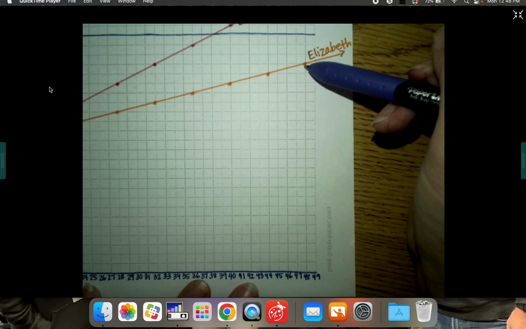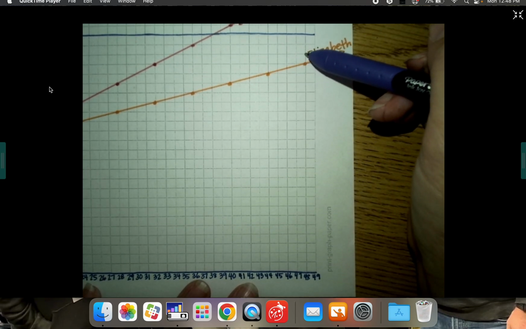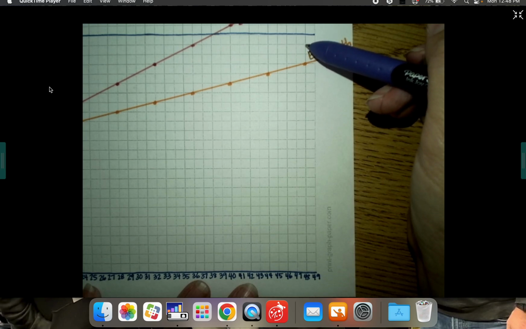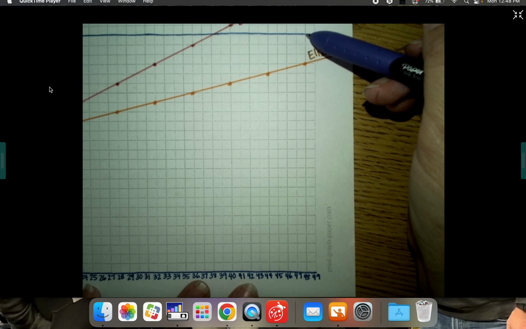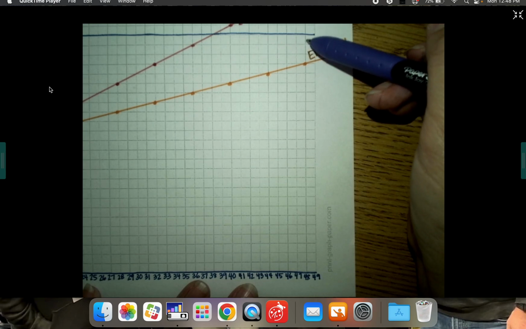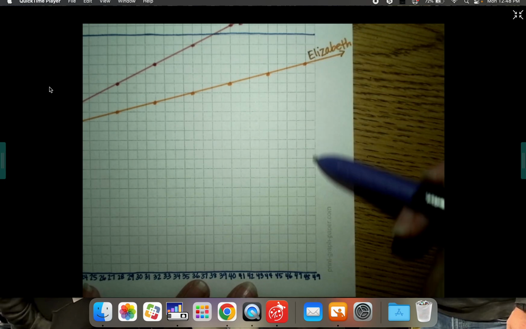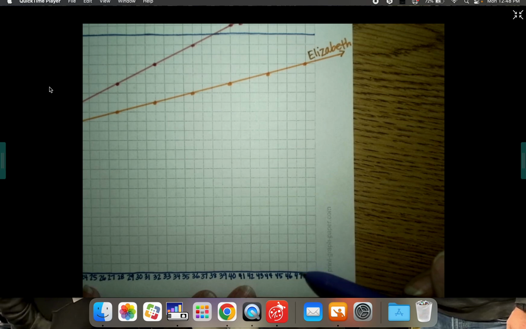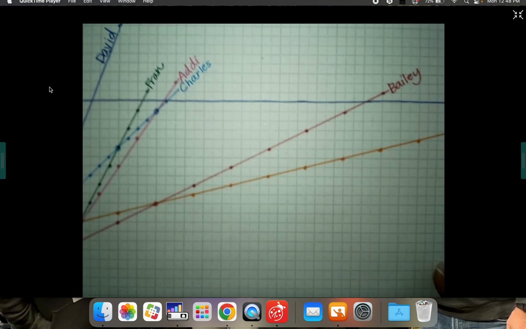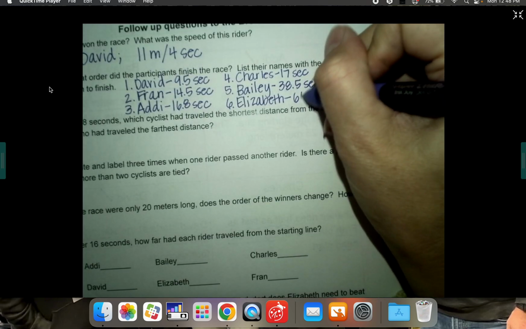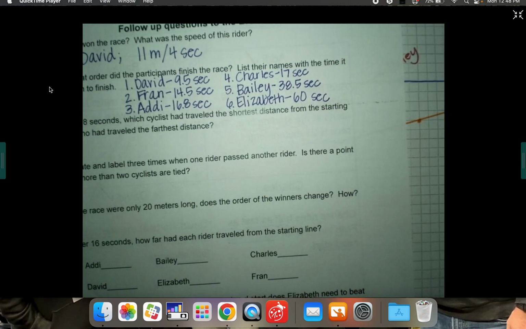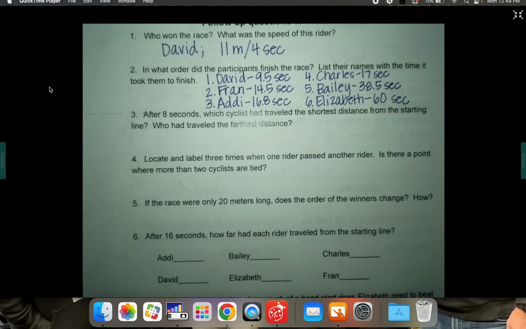Up 1/4. So we need to add 4 more seconds to get to this meter, 4 more seconds to get to this meter, and 4 more seconds to get to the finish line. So we need to add 4, 4, and 4, which is 12 seconds past 48. So 60 exactly. Very good. So Elizabeth passes it at exactly 60 seconds. Good. Okay, question number 3.